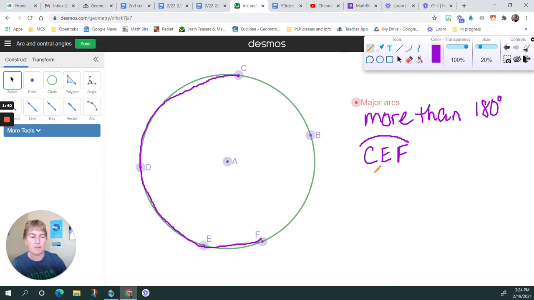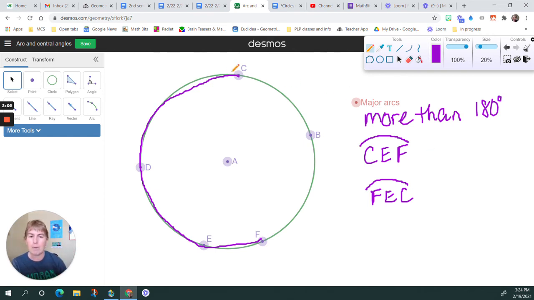I could also reverse this. I could start at F and I could land at C in the end. And I could go past, I could put E or I could put D. Doesn't make any difference. I'm going to be consistent and stick with E. And so major arcs are going to have these 3-letter names because you have to say, here's where to start, here's where to stop, and here's the point I want you to go past.